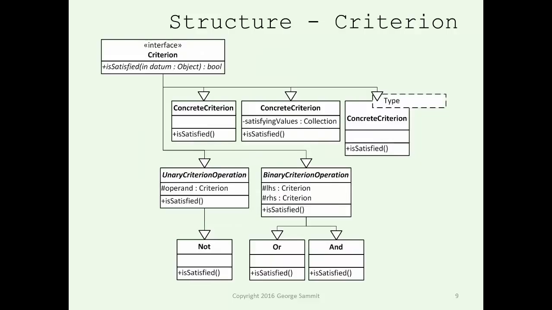This slide depicts our criterion in much greater detail. At the top you'll see our interface, which we've already discussed. It simply has an isSatisfied method. Underneath that, you'll see three concrete criterion. The first one we've already discussed. The one in the middle allows the user to set a series of satisfying conditions. Say for instance, our criterion deals with colors, and our satisfying conditions are the color blue, red, or yellow. Rather than have three separate criterions, in many cases it's useful to have a single criterion that's able to accept all three of those as satisfying conditions.